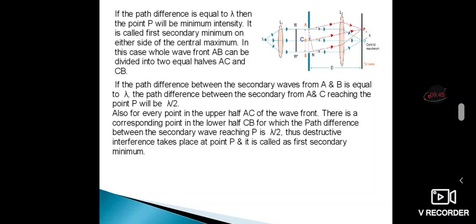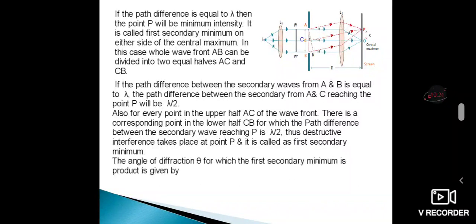Also, for every point in the upper half AC of the wavefront, there will be a corresponding point in the lower half CB for which the path difference between the secondary waves reaching the point P is lambda by 2. Therefore both are lambda by 2, the pairing will take place, and they will cancel. Thus destructive interference will take place here at the point P, and it is called the first secondary minimum.